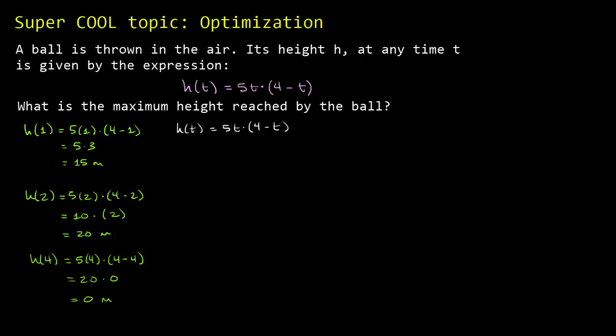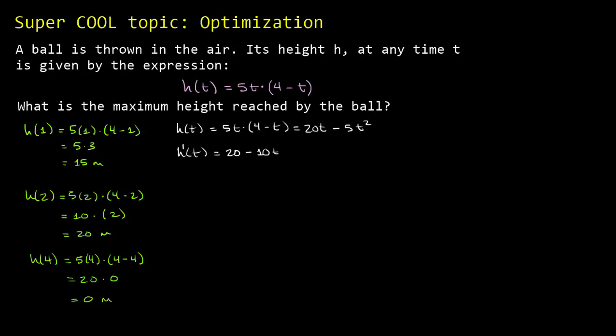So I'm going to take the derivative, but first I'm going to do something else. I'm going to multiply these three, because I think it would be simpler. It would be 20 times t minus 5 times t squared. Sometimes it's simpler to just multiply stuff. So this would be h of t equal to this expression. Now we take the derivative: the derivative of 20 times t is only 20, minus the derivative of 5 times t squared, which makes it 10 times t.